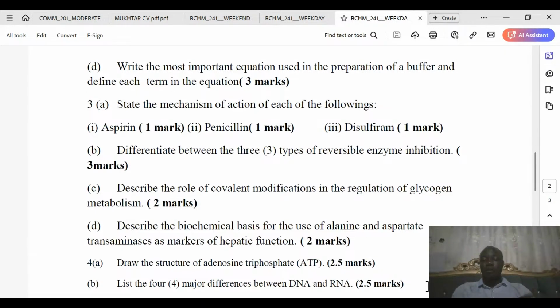Cyclooxygenase, that is the name of the enzymes. Let me write it on the comment. Cyclooxygenase. In bracket, you can call it COX. COX, that is the name of the enzyme. Cyclooxygenase.